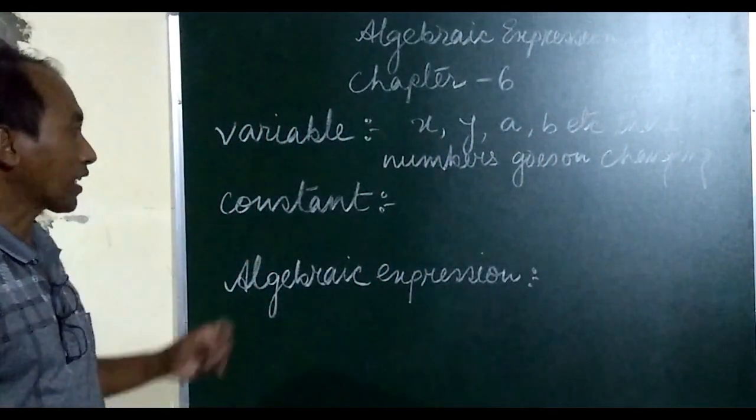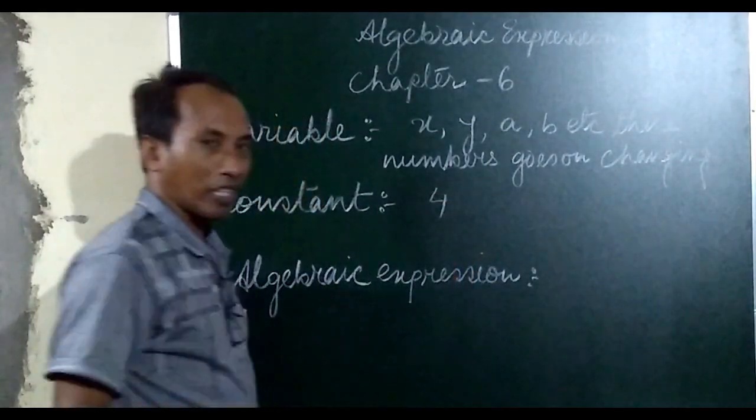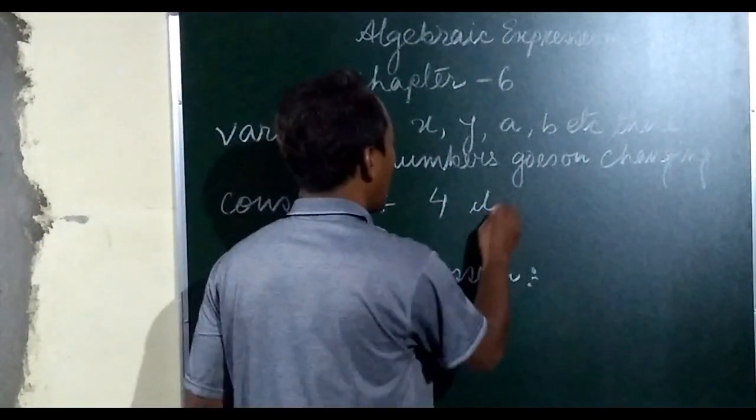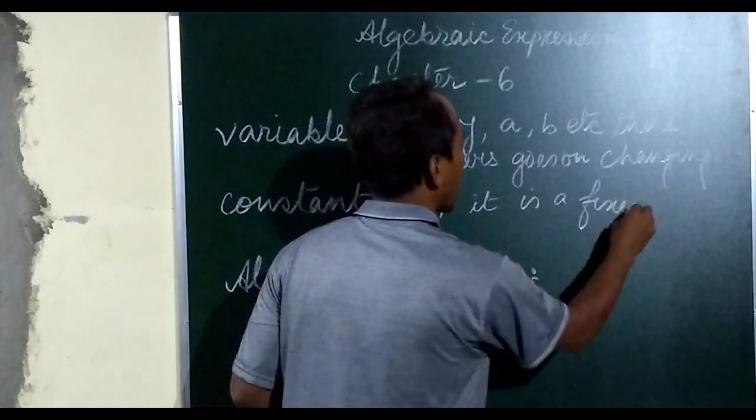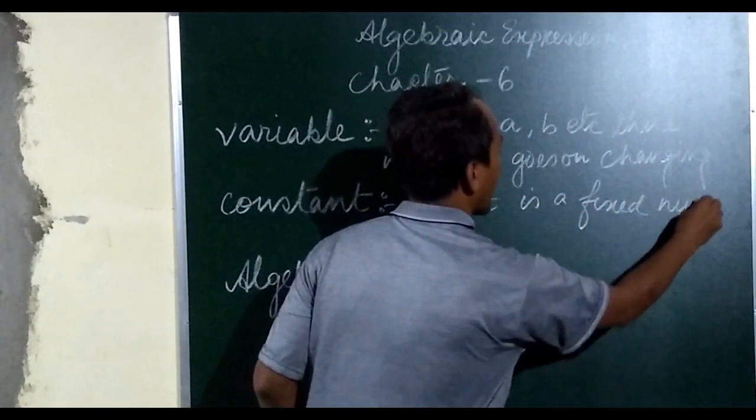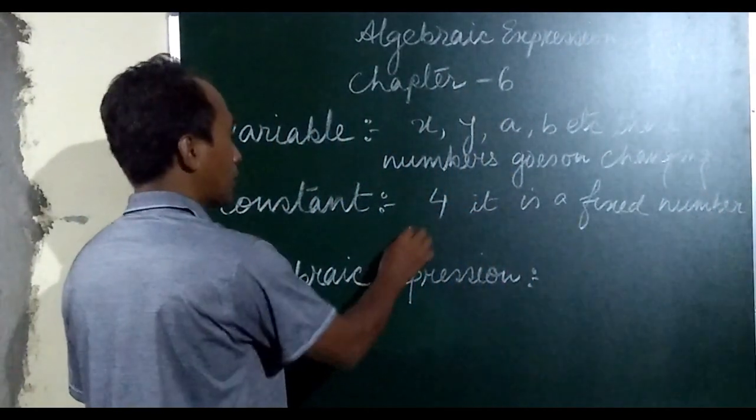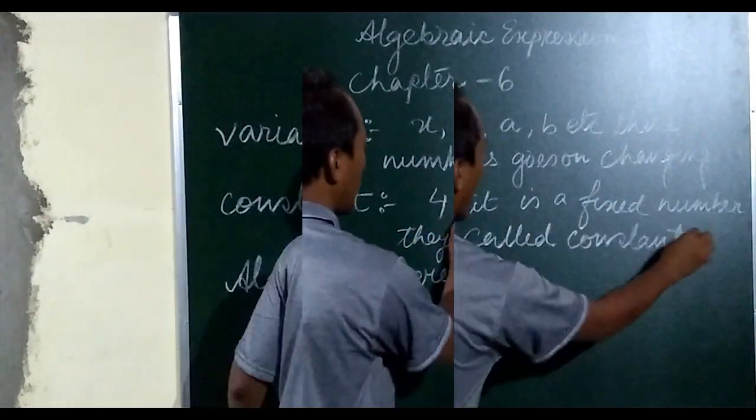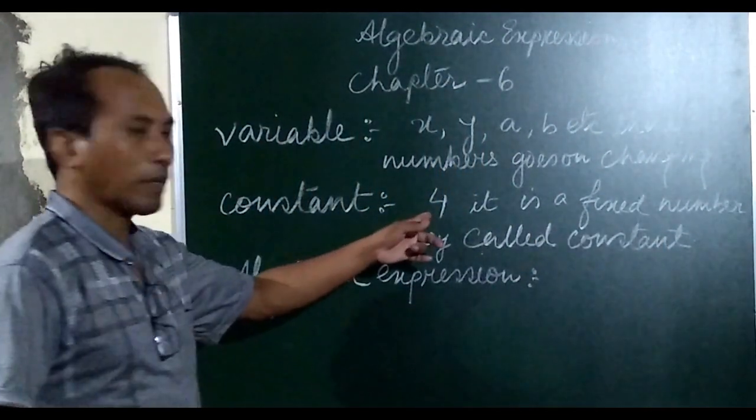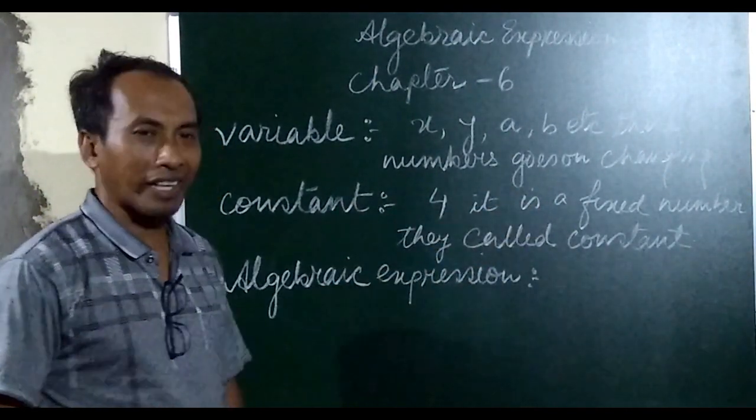But what is constant? Constants are, for example, 4. It is a fixed number. So fixed numbers are called constants. For example, I have given you 4. 4 is a fixed number, so the fixed number is called constant.